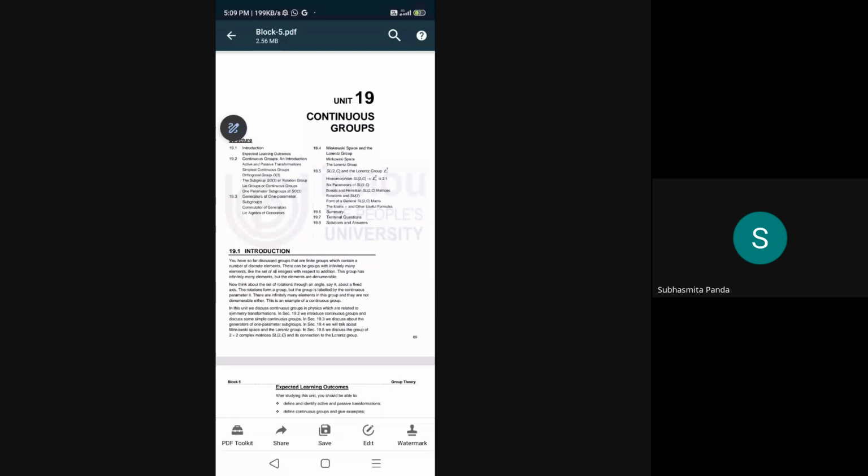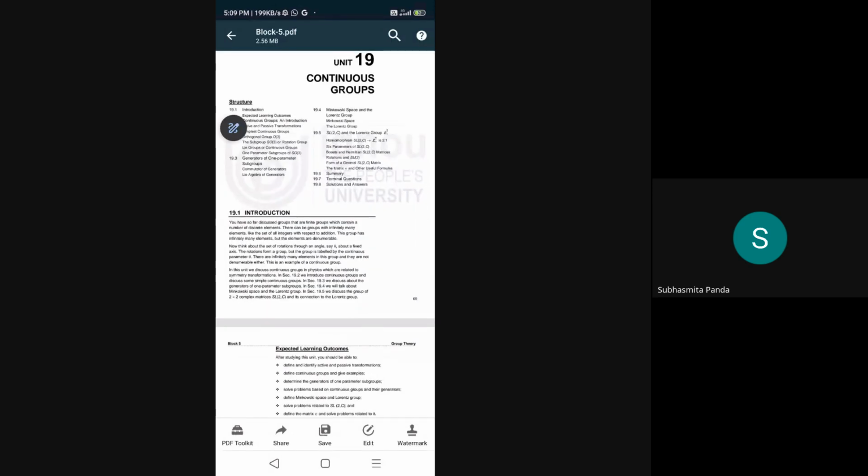Then continuous groups. So let us wait to see if Dr. Naik will join. Then he will take his class. If he does not join, then we continue this group theory after a short gap.